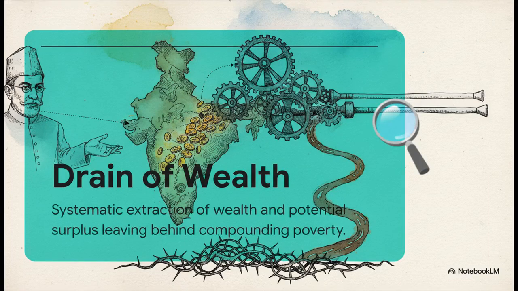So to understand how this actually happened, we have to look at the overarching framework provided by Dadabhai Naoroji, known as the drain of wealth theory. Naoroji was a brilliant colonial economist, and he realized that the colonial economy was operating essentially like a giant extraction machine. He estimated that a staggering 30 to 40 million pounds were being drained from India every single year. And the real kicker? This wasn't just a loss of current wealth. It was the loss of potential surplus, money that could have been invested right back into the country. Instead, it created a devastating, compounding cycle of poverty.